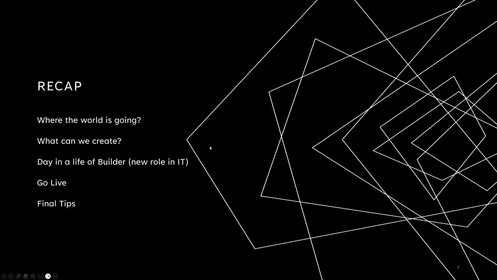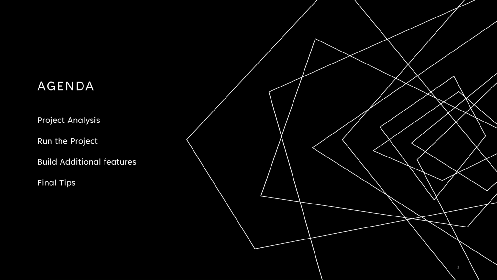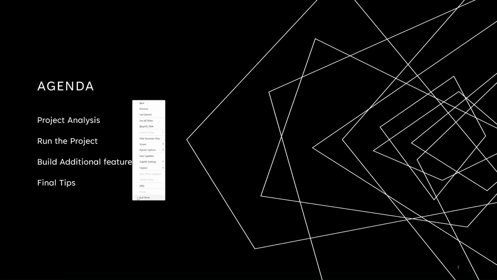We targeted to go live, but we had only 30 minutes to do last episode. So we'll continue in this episode and make it live. In this episode, the agenda is we'll do some analysis of the project that got created. We'll run the project, build an additional feature, and I'll give some tips to wind up. So let's start.